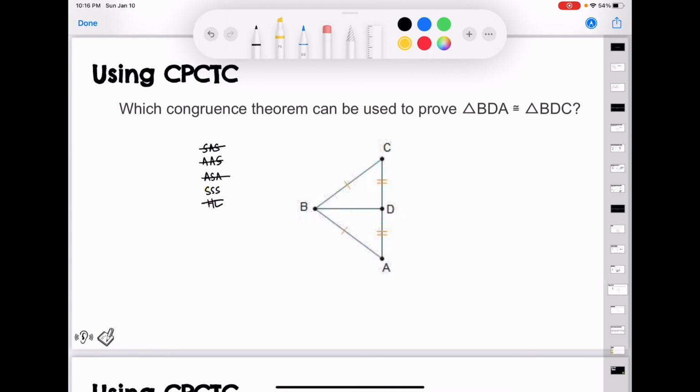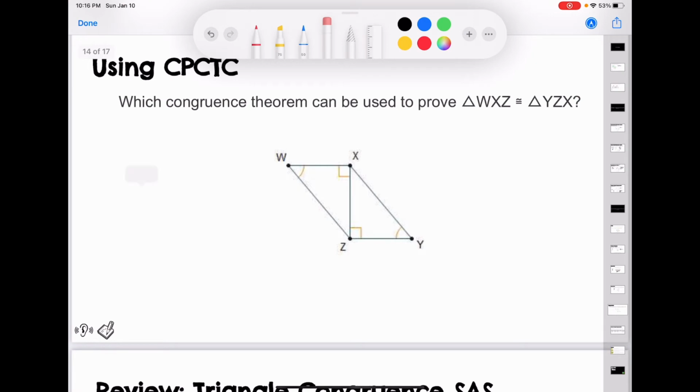So let's just make sure that we can use the SSS theorem to prove congruence. Here we see that BD is congruent to BA. We see that CD is congruent to DA. And we see that BD and BD are the same for both triangles. Thus, we can assume congruence because they are the same side, so they are the same length. Thus, they are congruent from one triangle to the next. Thus, we can use the SSS theorem to prove that BDA and BDC are congruent to each other.